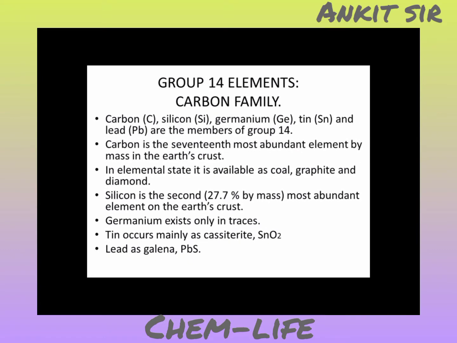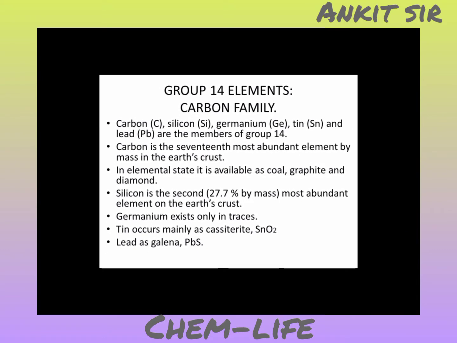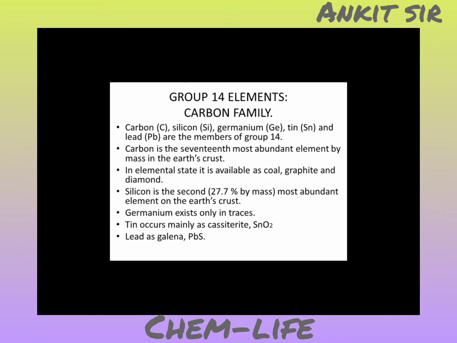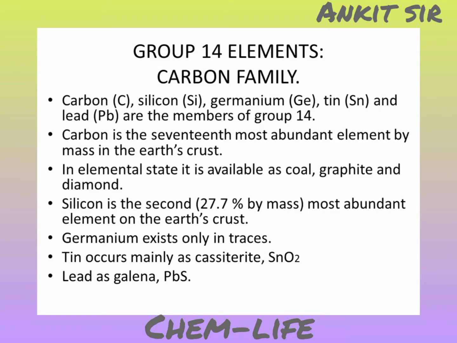Right now we are studying group 14 elements of the P block, that is the carbon family. In the carbon family, carbon, silicon, germanium, tin and lead are the members of group 14. Carbon is the 17th most abundant element by mass in the earth's crust. In the elemental state, it is available as coal, graphite and diamond.